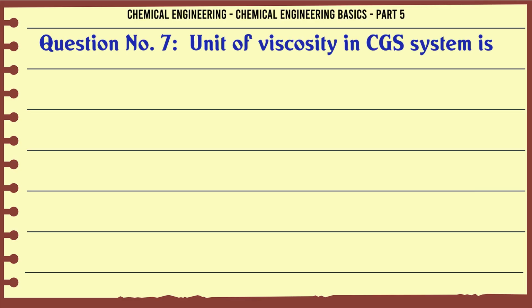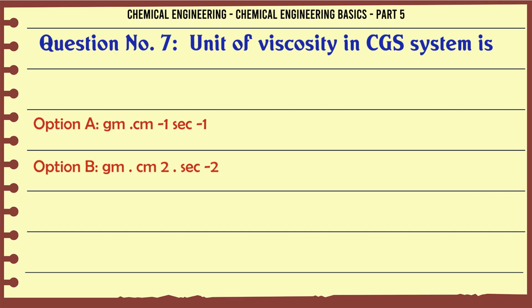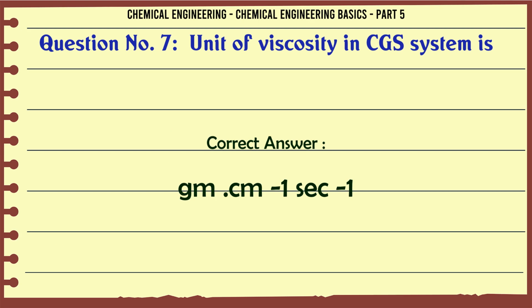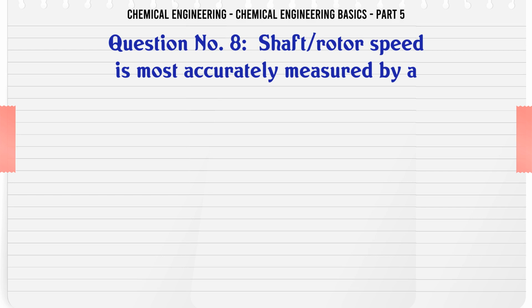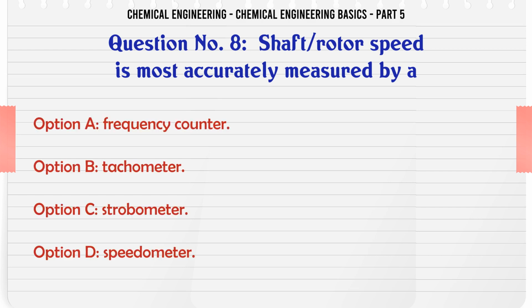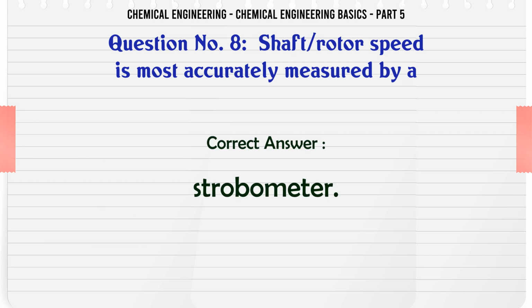Unit of viscosity in CGS system is A. gm.cm^-1.sec^-1. B. gm.cm^2.sec^-2. C. gm.cm^2.sec^-1. D. gm.cm.sec^-1. The correct answer is gm.cm^-1.sec^-1. Shaft rotor speed is most accurately measured by A. frequency counter. B. tachometer. C. strobometer. D. speedometer. The correct answer is strobometer.